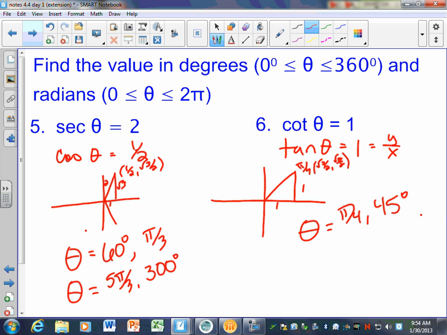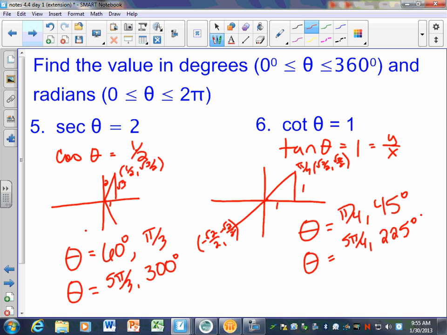Is there another quadrant where tangent is going to be positive, or where those ordered pairs are going to be the same? Yeah, quadrant 3. They're both negative, but when you put negative square root of 2 over 2 over negative square root of 2 over 2, you're still going to get that answer. So that's the big thing today: you're going to get 2 answers, or 4 answers if you're writing them in both degrees and radians. What's the degrees or the radians down here? 5 pi over 4, 180 plus 45, 225, is that right? I'm telling you, I do so much better with my radians than my degrees.